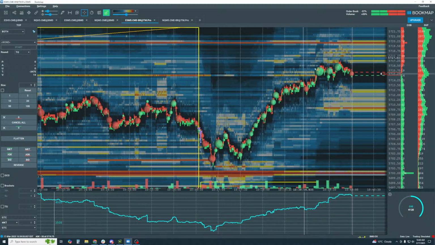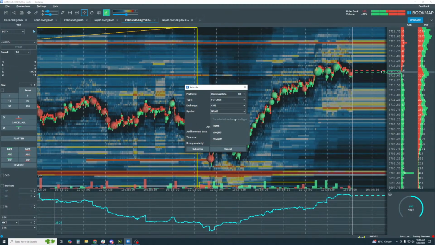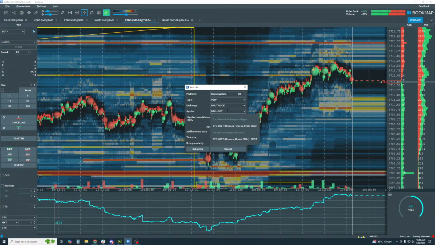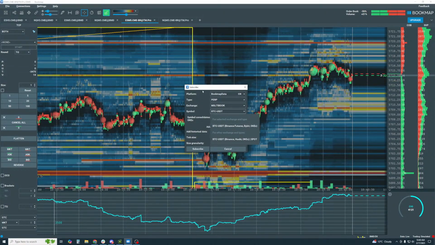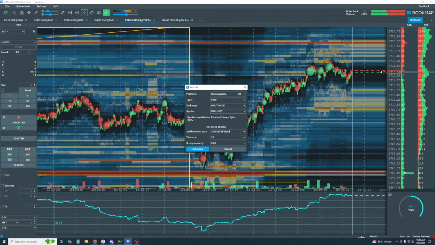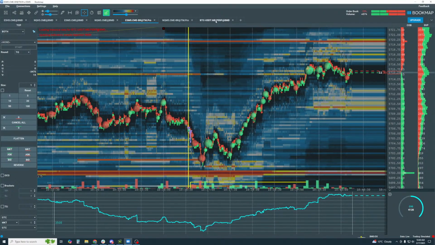All right, so let's jump over. We'll look at crypto. I guess we'll look at Bitcoin, and this is the multi-book product. Okay, we'll look at tick size of 20. That's fine.